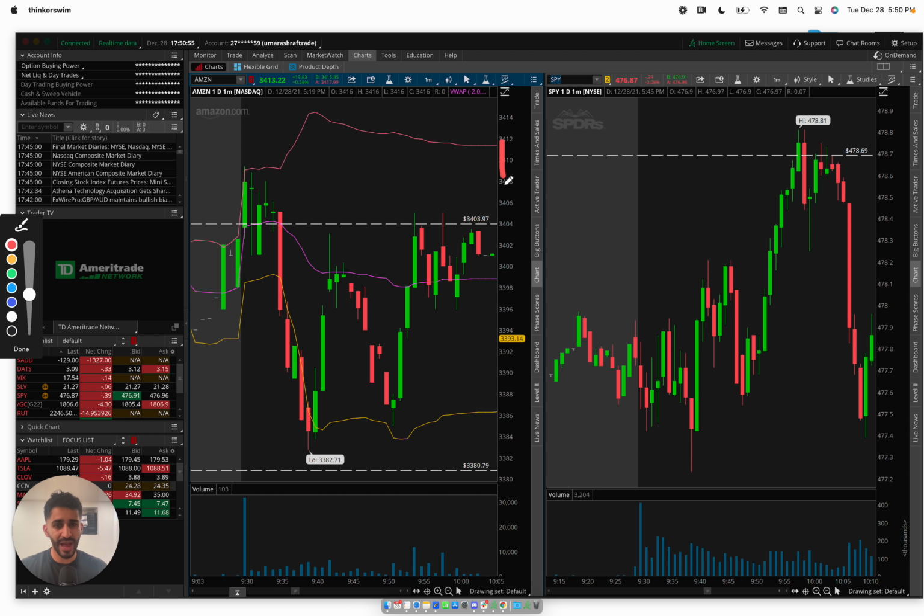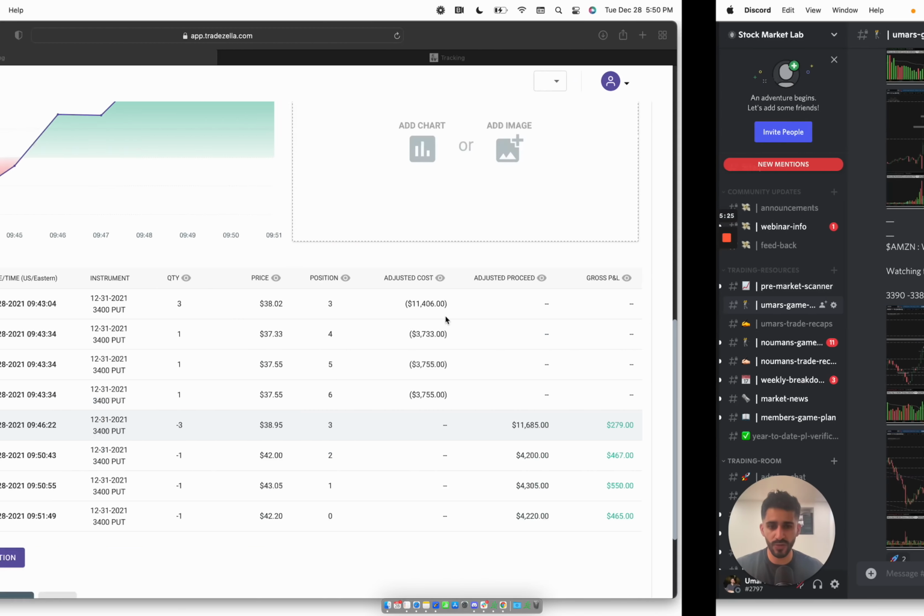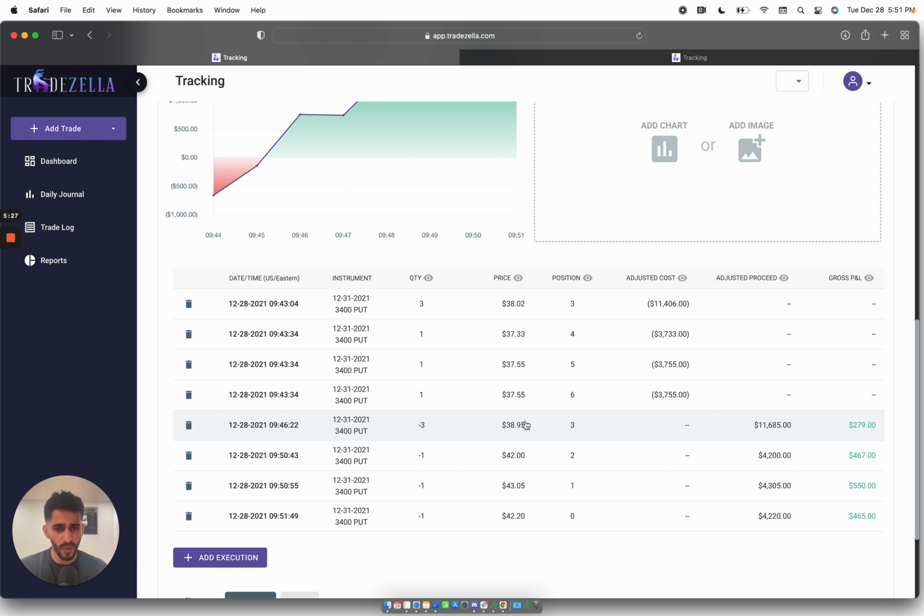But in this situation, I put it at the bid. So the bid was around 38 something and the ask was around 41, 42, and I hit 38, which is why I exited around here. So that was a dumb mistake on my end.